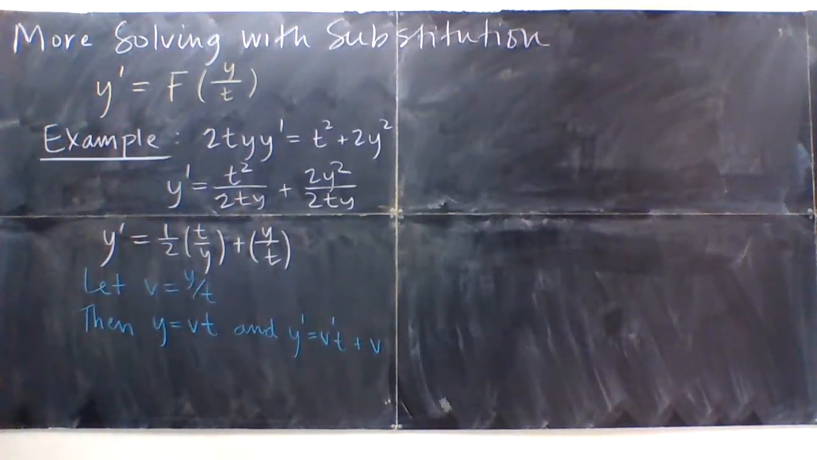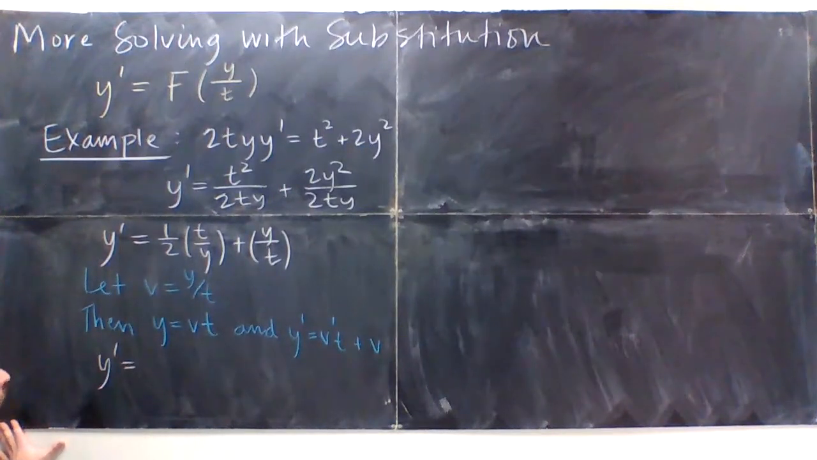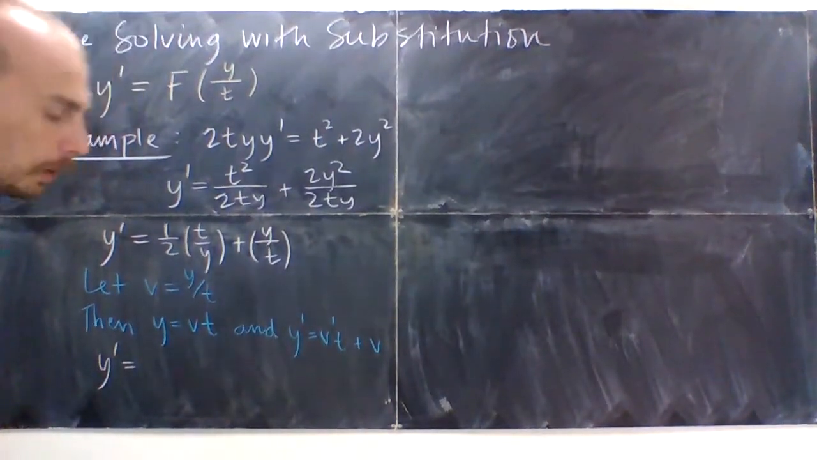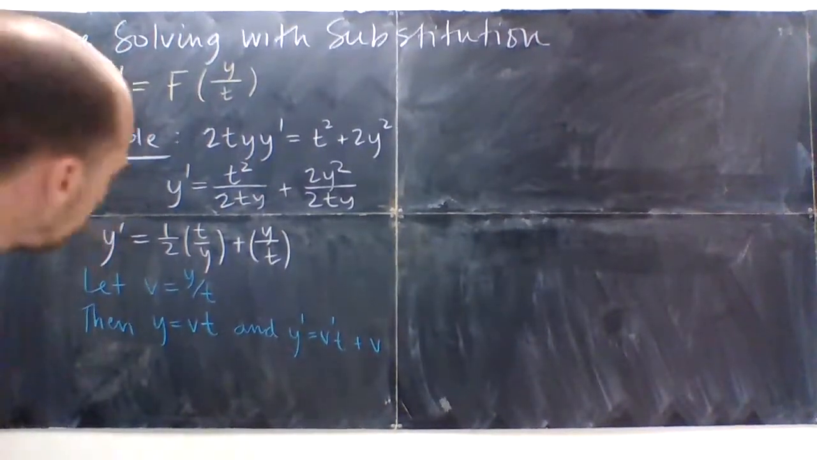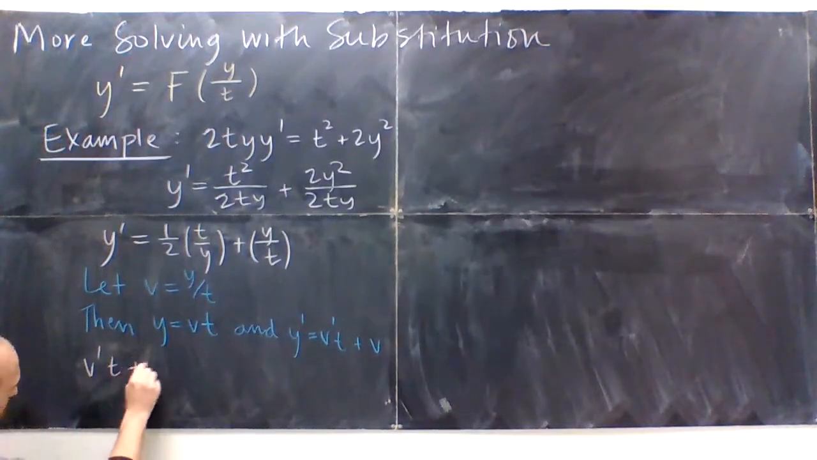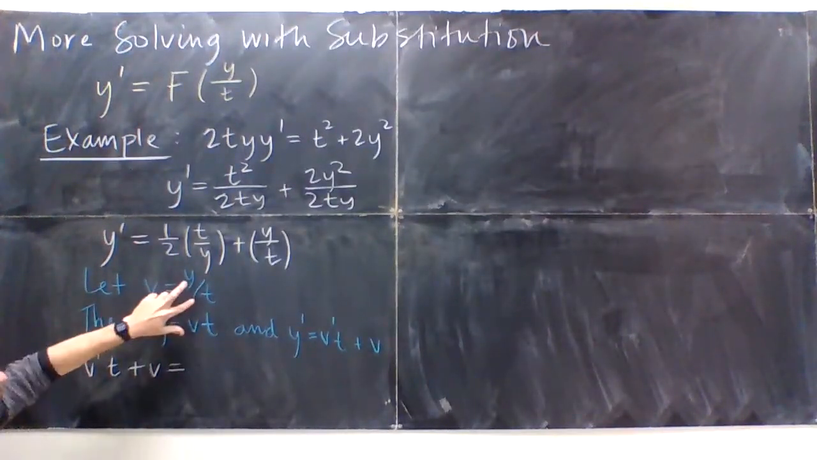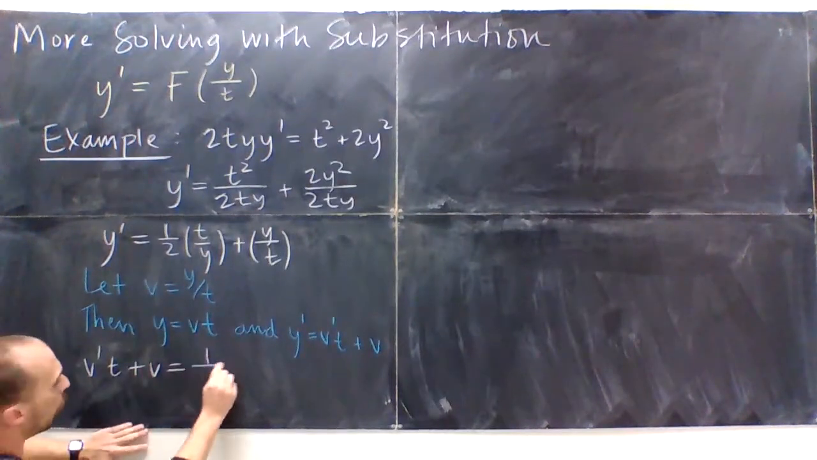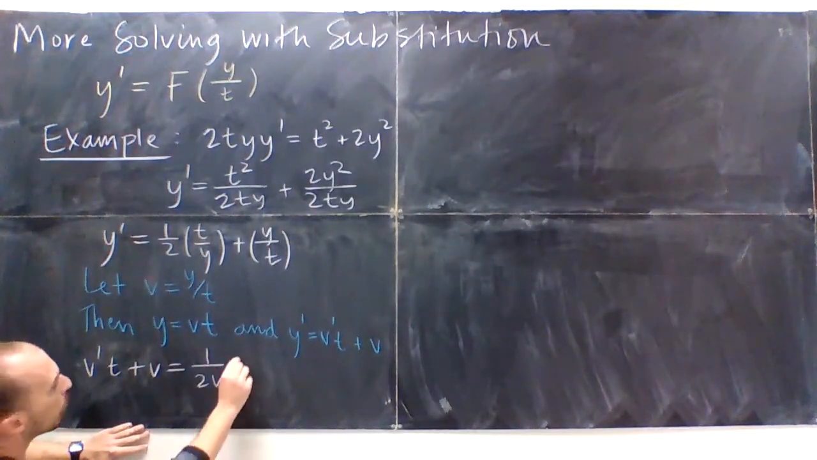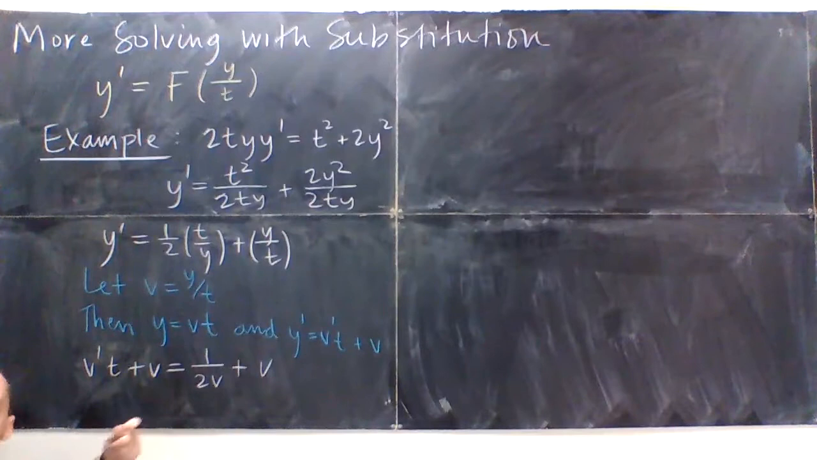Okay. So I've got my terms ready to substitute on. So I'll have y prime equaling, wait, I've already got y prime. I need to substitute on y prime, right? All right, so y prime is v prime t plus v, and that is going to be equal to 1/2 t over y. So this t over y is v to the negative 1. So this is 1 over 2v plus, well, a v. And what do you know? I've got these two here, they can subtract away.